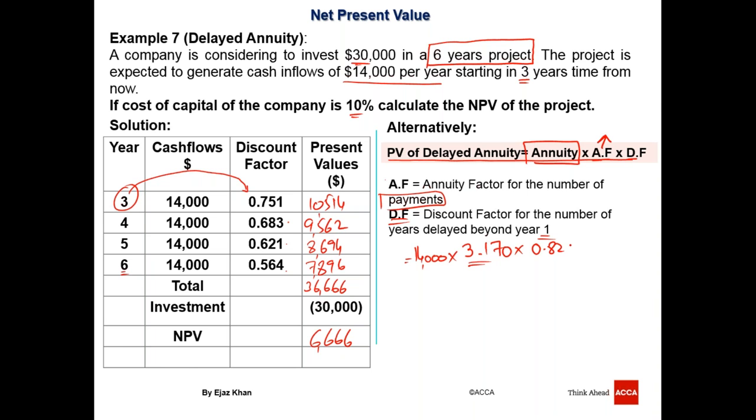It's 0.826. Remember, we have to use the discount factor and not the annuity factor. Everybody should understand the difference between annuity factor and discount factor. When I say we have to use discount factor, make sure that you're using discount factors. And when annuity factor is required, make sure that you're using annuity factor. So it's discount factor 0.826. Just multiply 14,000 by 3.17 and then multiply it with 0.826.